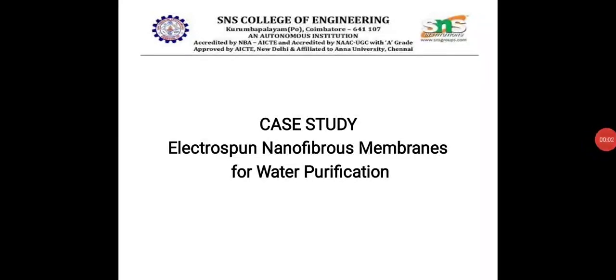We start with the case study in purification of water. The purification of water can be done in several methods by using adsorbents or some other different materials. Here we are discussing the purification by using nanofiber membrane of the polymers. These polymers can be made by a method of electrospinning. So we get very nano fibers.